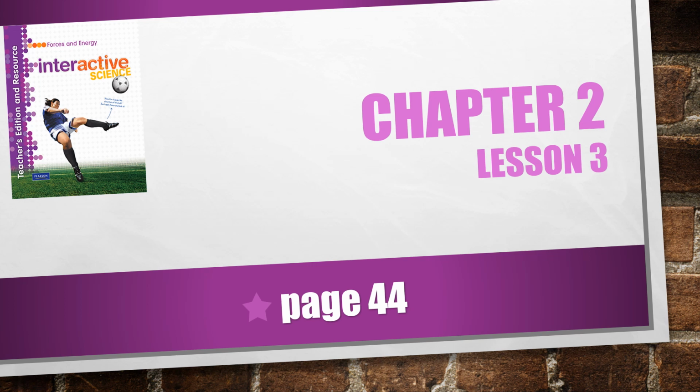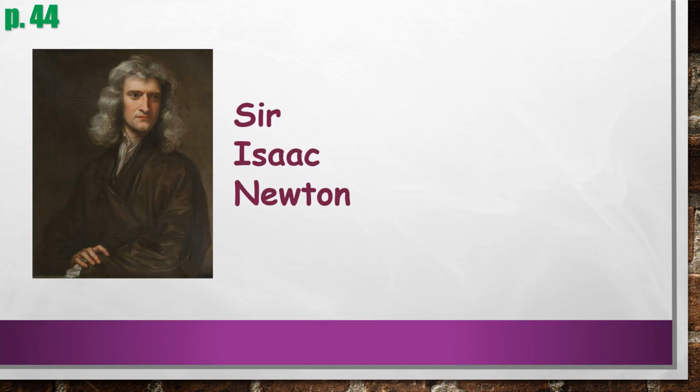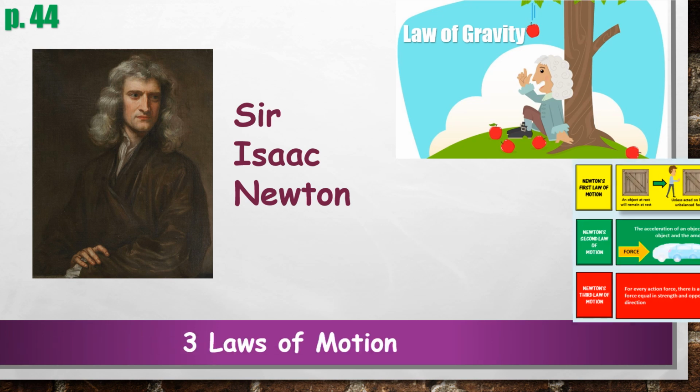So it is time to get into Chapter 2, Lesson 3, where we talk about Newton's laws of motion. As you see on page 44, we are introduced to Sir Isaac Newton. Now, some people talk about how Sir Isaac Newton came up with the law of gravity by sitting underneath an apple tree. An apple fell on his head, and he began to think and wonder about gravity.